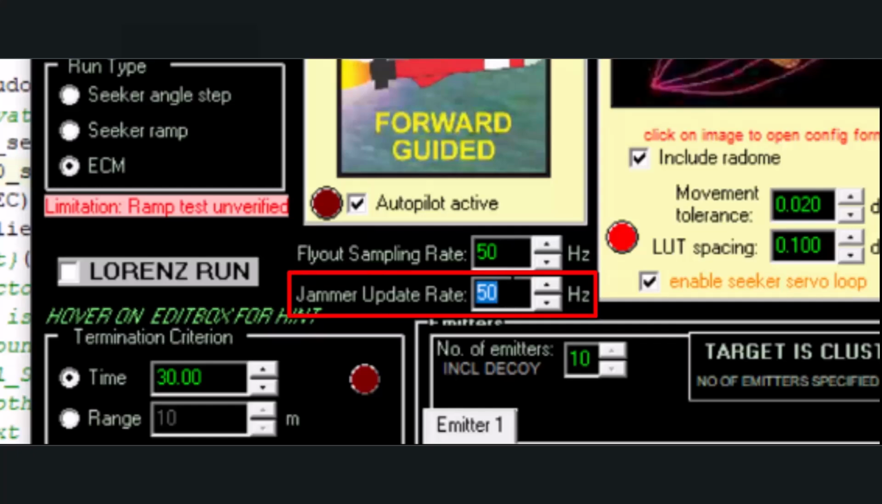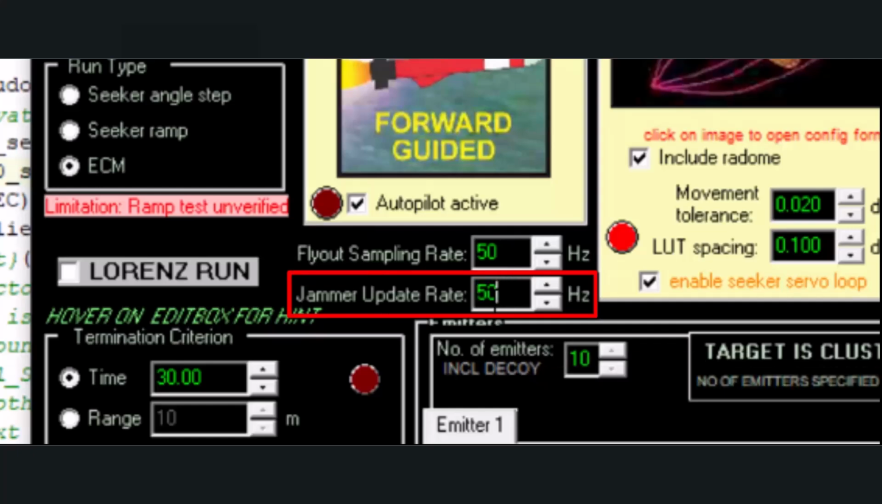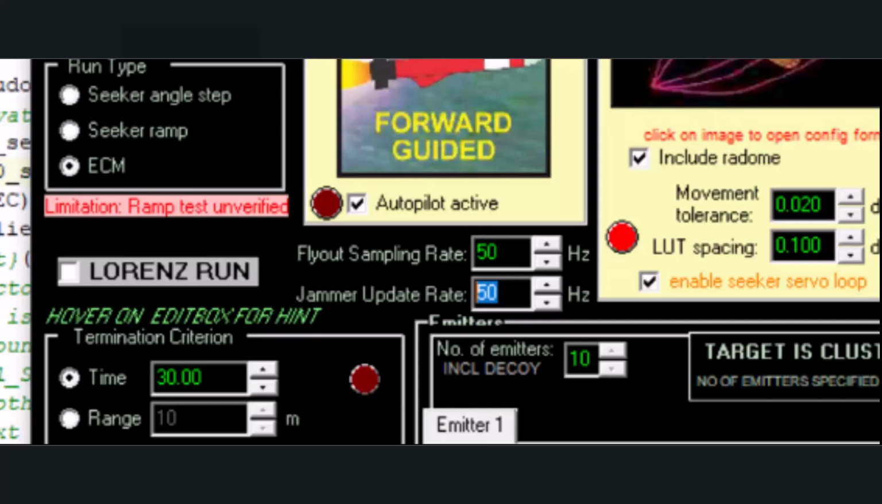Then there's something different, which is the jammer update rate. That's not a sampling rate. That's how frequently the jammer updates itself. It looks at the world, it does something. Both of them are logged at 50 hertz. So the 50 hertz is the data file you get to look at the end. The jammer update rate is how frequently the jammer updates while we're doing the simulation. Probably that's clear.